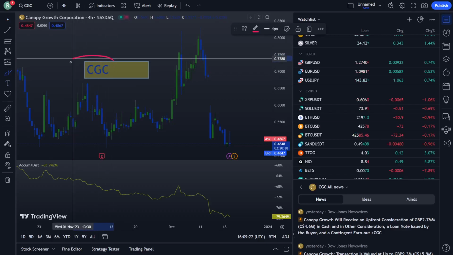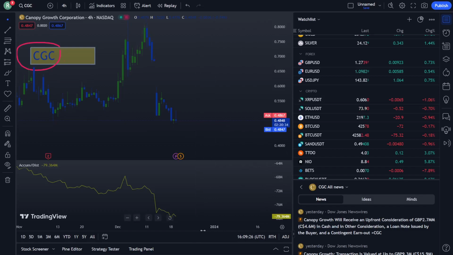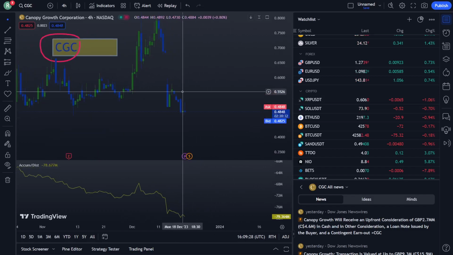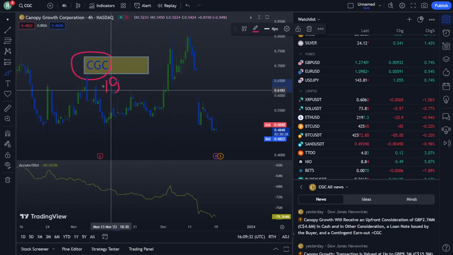Welcome. CGC, or Canopy Growth stock today. This is absolutely an important stage, and it should be followed here. So as you can see, we are explaining this on 19 December.